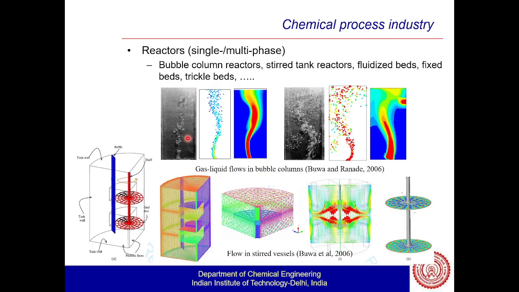So what we are doing is injecting gas from the bottom of this column, which is filled with liquid. What happens is that it forms a meandering kind of plume itself, as you can see from here. So these are gas-liquid flows in a bubble column reactor, and this one is a stirred tank reactor.